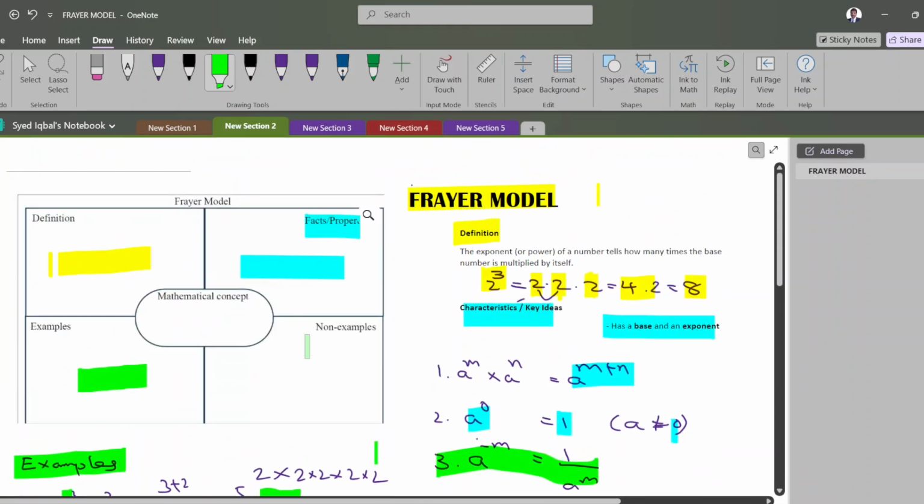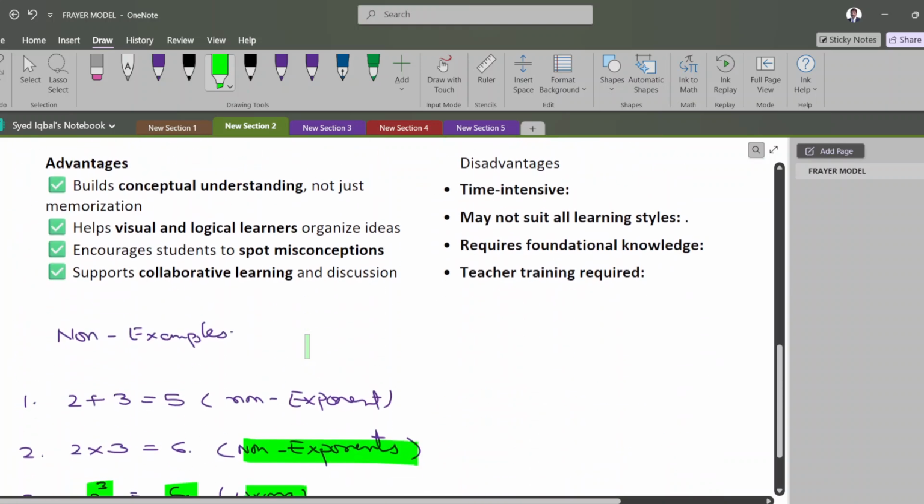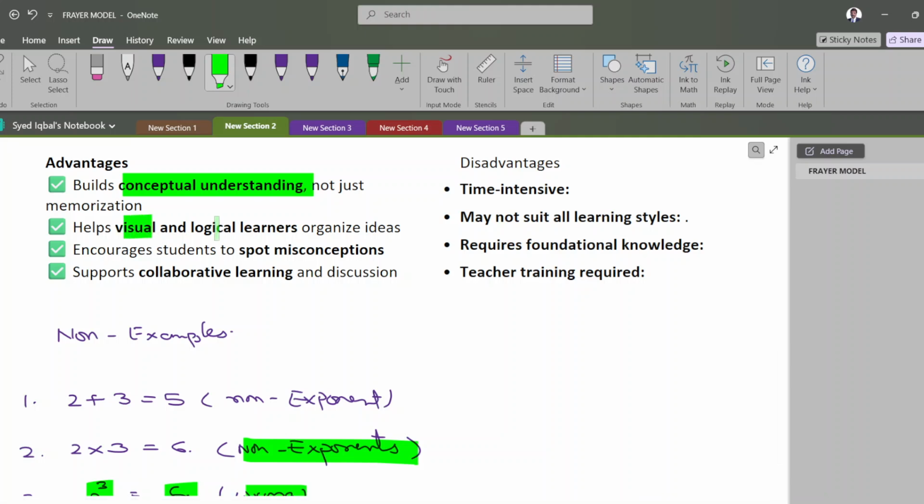So this is the Frayer model. The advantages: it builds concepts for the students, it suits visual and logical learners, it exposes misconceptions, it develops cooperative learning, and the students are actively engaged. There are some disadvantages. It takes a lot of time, and it does not suit all types of learners, for example auditory learners.